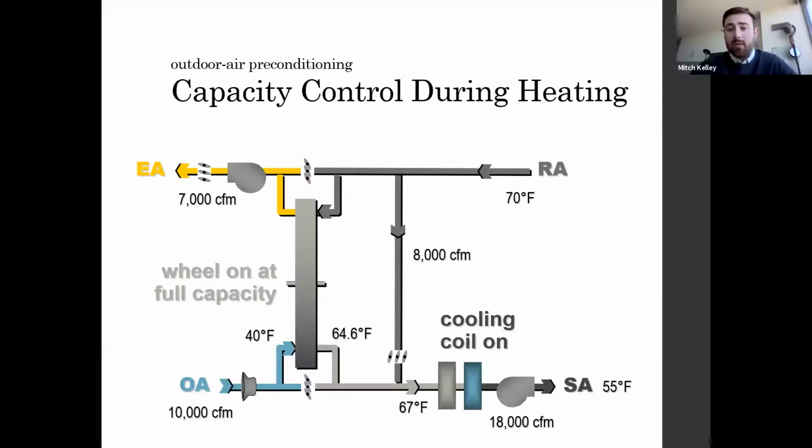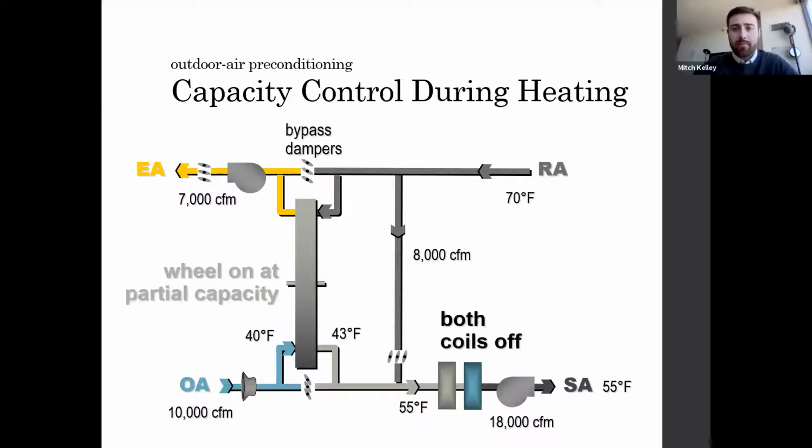The cooling equipment would then need to be operated in mechanical cooling in order to cool the supply air to the desired 55. Now, reducing the capacity of the wheel by modulating the exhaust side bypass dampers in this case avoids overheating the supply air. Operating at partial capacity, the wheel heats the entering outdoor air to only 43 degrees, which results in a mixed air temperature of 55. No mechanical heating or cooling is required in this case.